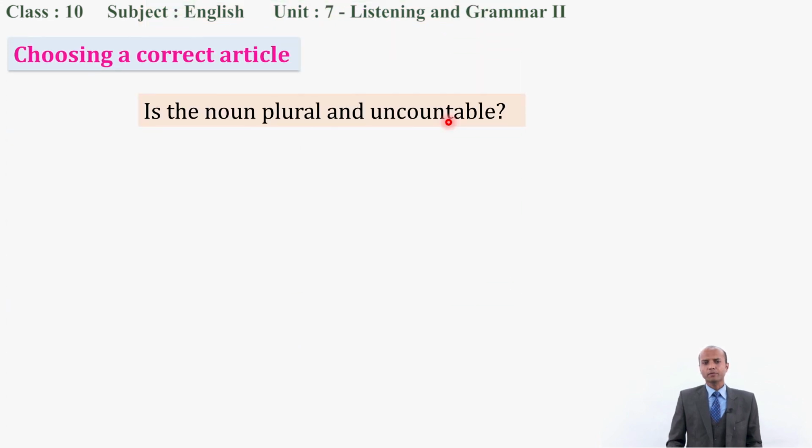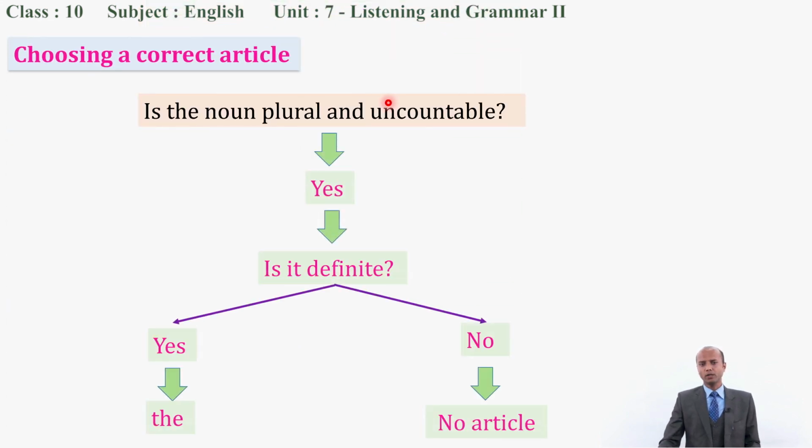Next thing is, if the noun is plural and uncountable, you have to use the if that is definite, and if that is not definite, you have to use no article at all. For example, before proper nouns like Kathmandu, Dharan, etc., you are not supposed to, or we don't use article A, N or the. Did you get my idea? Okay, dear students. So now I'll be discussing some rules together with the exercises given in your textbook.